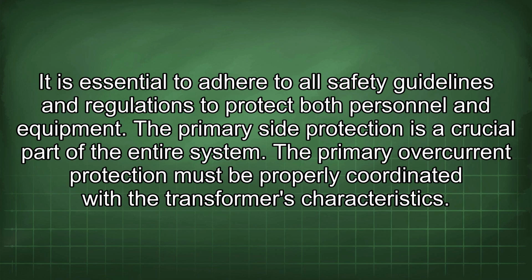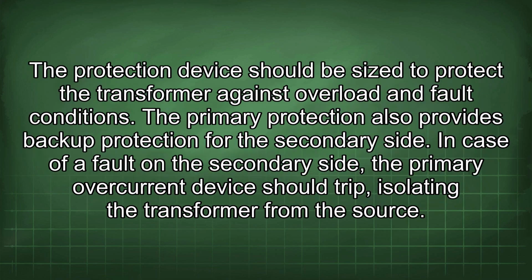The primary side protection is a crucial part of the entire system. The primary overcurrent protection must be properly coordinated with the transformer's characteristics. The protection device should be sized to protect the transformer against overload and fault conditions. The primary protection also provides backup protection for the secondary side.